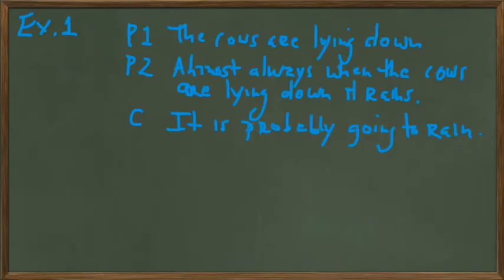So we're going to take a look at this inductive argument, two premises leading to a conclusion. Premise 1, the cows are lying down. Premise 2, almost always when the cows are lying down it rains. Conclusion, it is probably going to rain. So let's analyze it using the ARG conditions.